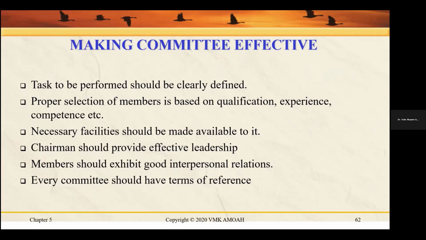This will make the committee effective. They know what they are supposed to do, not at a point in time. That is committee. Advantages of committee: there is a pooling of ideas. Yes, that is why they are knowledgeable, skillful, and expert.